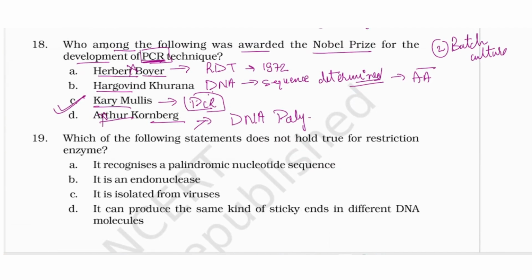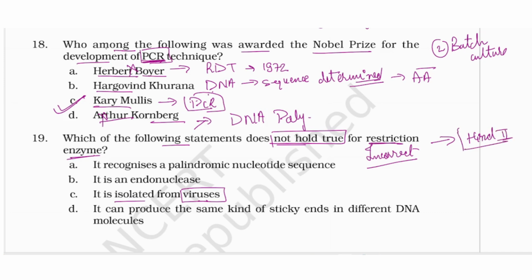Next question is: which of the following statements does not hold true for the restriction enzyme? They are asking which is not true, which is incorrect. Indirectly they are asking for the incorrect statement, right? So what could be the answer? It is isolated from the viruses, is it so? It is not. Restriction enzyme is not isolated from a virus. Hind II was the first enzyme which was isolated from Salmonella typhimurium, which is a bacteria, not a virus. So it is incorrect, so we will go with this one.